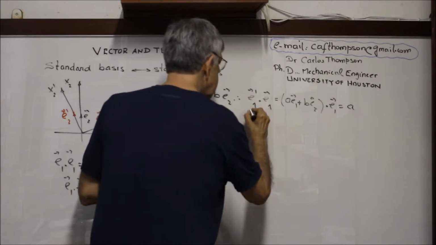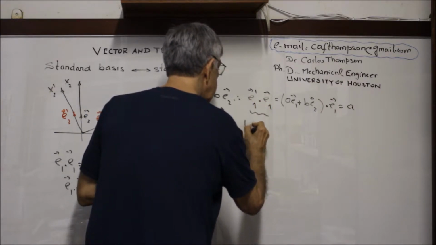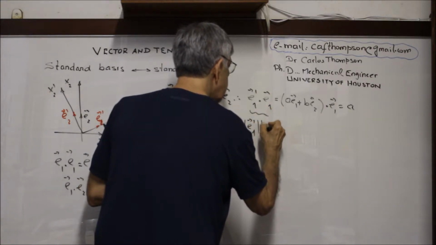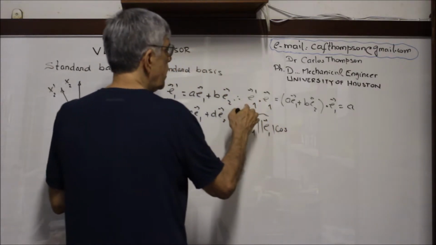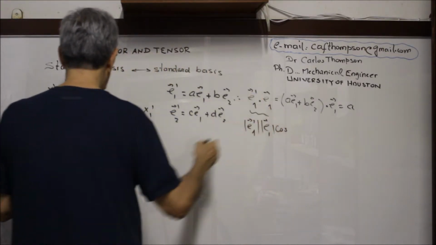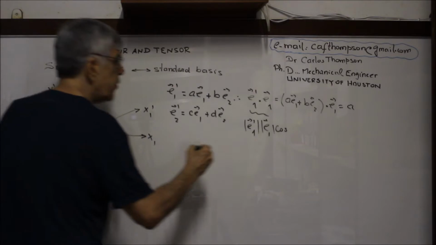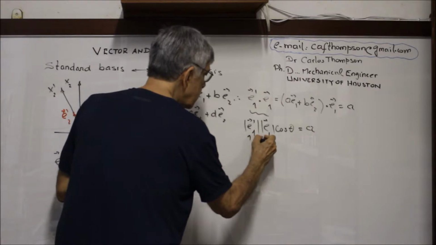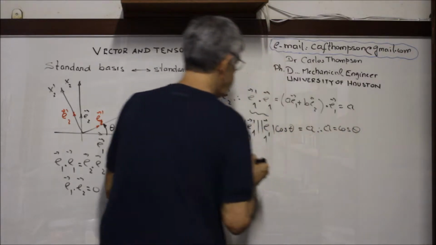Now, what does this mean? It means that the dot product will be the magnitude of E1 prime times the magnitude of E1 times the cosine of the angle between E1 prime and E1. Look, this is E1 prime and this is E1, so it will be cosine of theta. This is equal to A. Now this is 1, this is 1, so A is equal to cosine of theta.